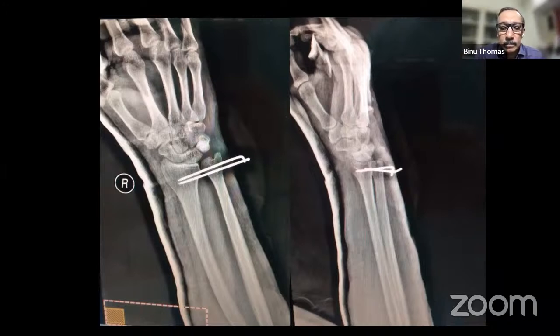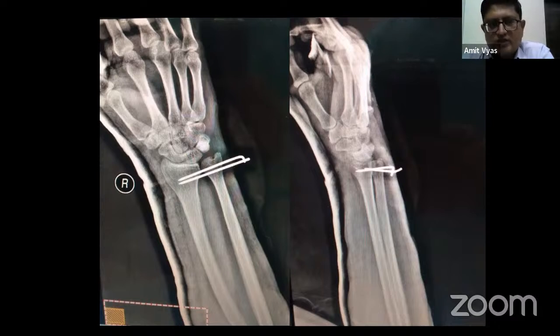I also think, with the discussion, that both ways are okay. If you don't have such expertise, then as Binu sir informed, you can reduce and wait until the other fractures are managed, and then it can be evaluated. And if you have expertise, then you can directly go for fixation. Quite good.